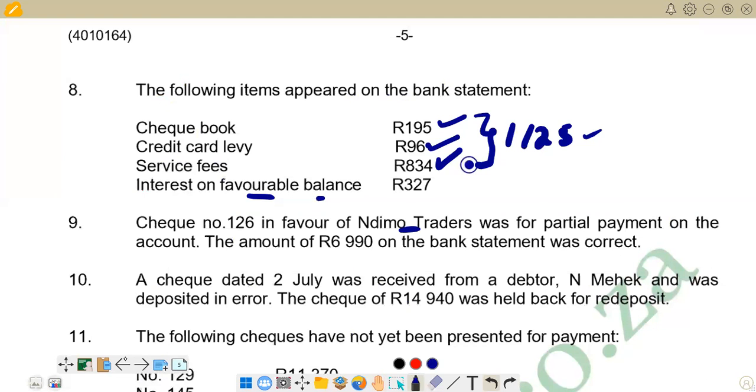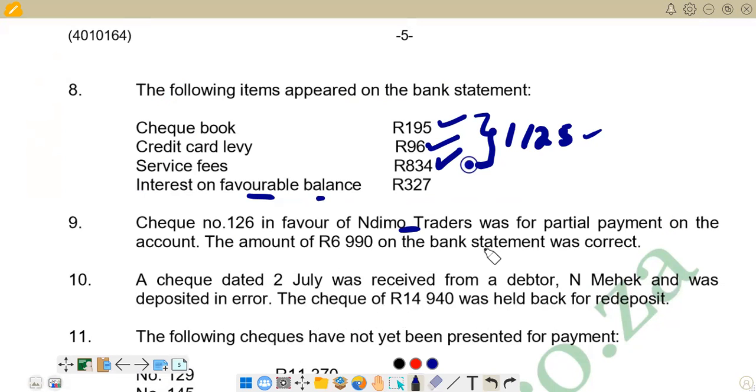Right. On the next one we have item 10, a check dated 2 July. A check dated 2 July was received from a debtor in Mayek and was deposited in error. The check of 14,940 was held back for redeposit and was deposited in error.